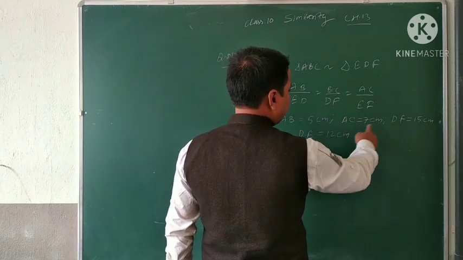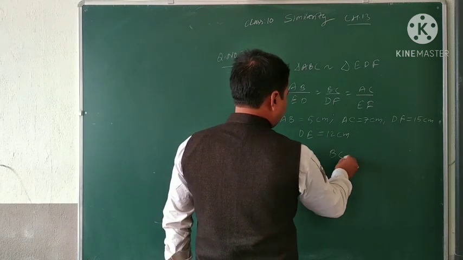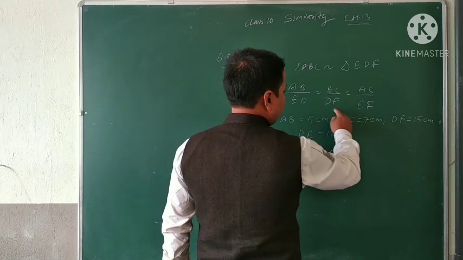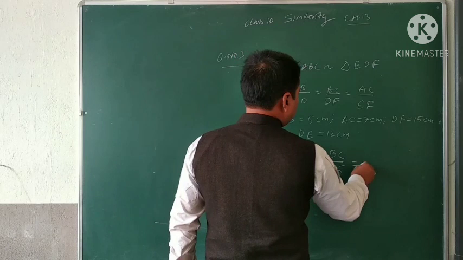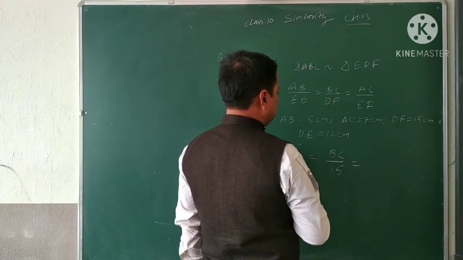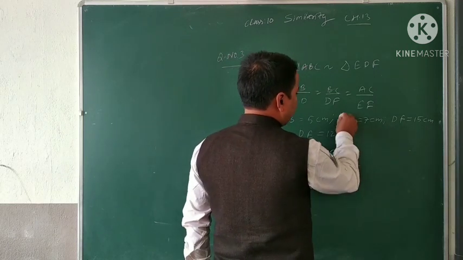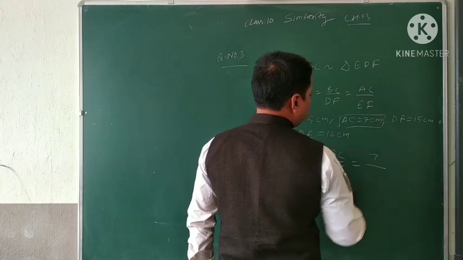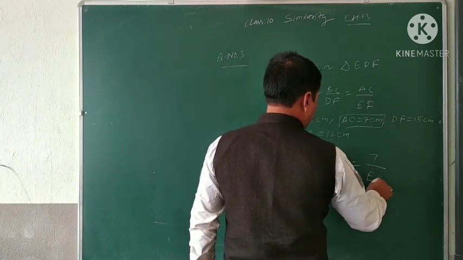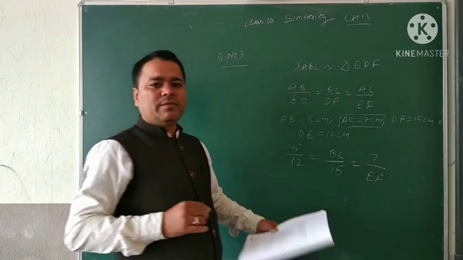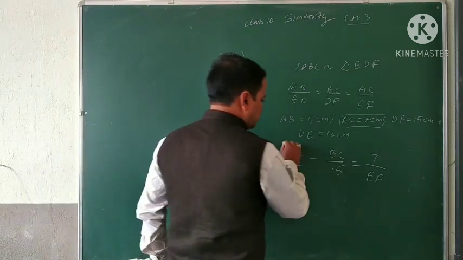BC is not given; you have to find BC. DF is given as 15. Now AC is given, AC is 7 cm. Then it will be 7 upon EF. Now we will take this one.